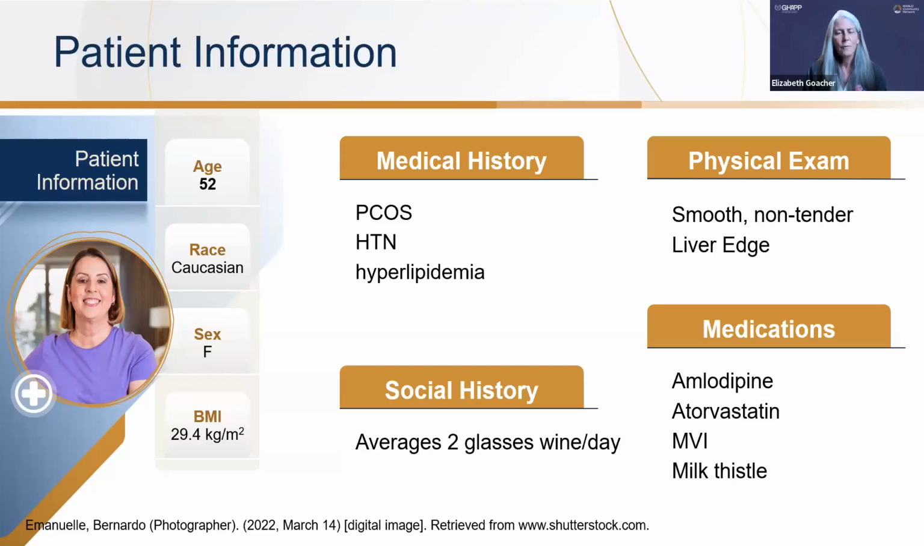Important, guess what, for our talk, because we're talking about metabolic with alcohol-related liver disease, is her alcohol consumption. It's important in any hepatology patient to know. It's important in GI too. So many places where alcohol consumption impacts gastro and hepatology care. And she drinks about 2 glasses of wine a day. That means some days one, some days three, but on average two a day over the course of the week. And her common medications: atorvastatin, multivitamin, milk thistle, and amlodipine.